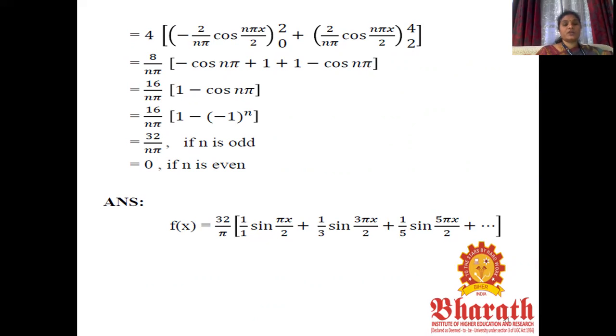Substituting the values of a0, an and bn, the final series is f of x equal to 32 by pi into 1 by 1 sin pi x by 2 plus 1 by 3 sin 3 pi x by 2 plus 1 by 5 sin 5 pi x by 2 plus etc.